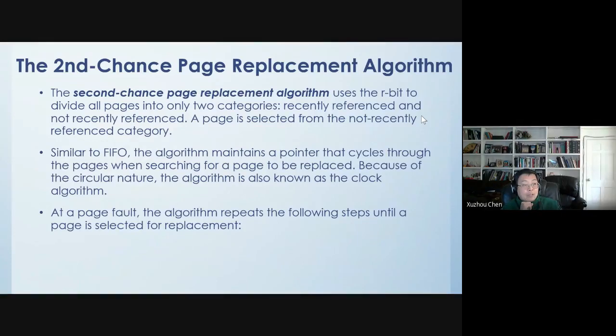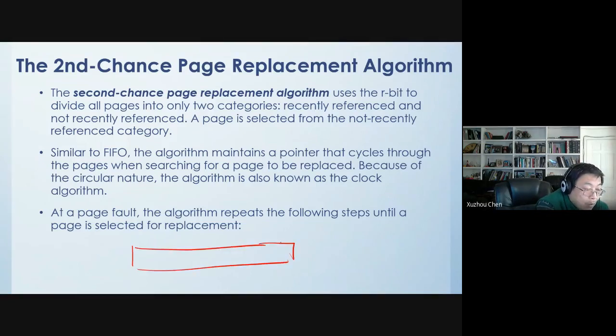Now, there's another variation of the LRU page replacement algorithm. It's called the second chance page replacement algorithm. If you want to draw this very quickly, the second chance page replacement algorithm is almost like a FIFO, except you put a reference bit for each page. So let's say this is the head of the queue. That's the tail.